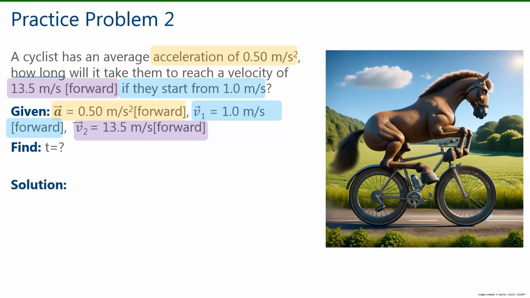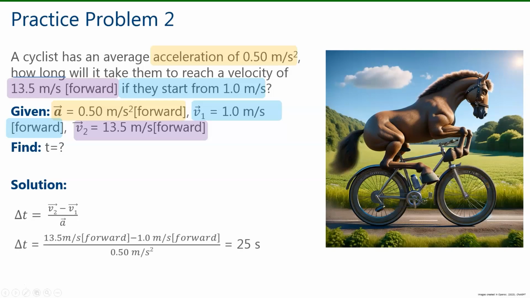For your solution, your first step is to write down the equation for solving for time, which is delta t equals v2 minus v1 divided by a. Next, you put the information in your given into the equation. So we have 13.5 meters per second forward minus 1.0 meter per second forward divided by 0.50 meter per second squared. And our answer, with the correct number of significant digits, is 25 seconds.